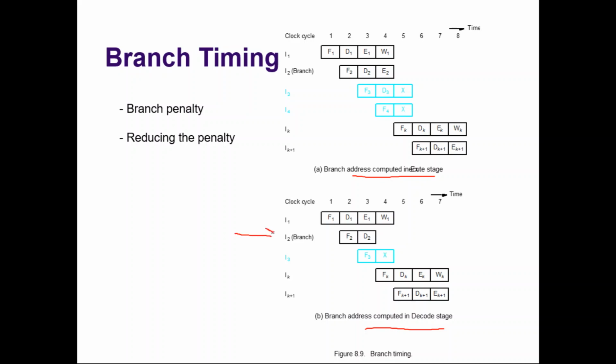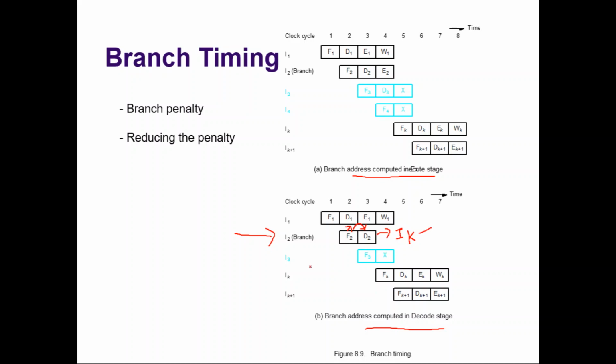Instruction 2 is a branch instruction. It is fetched during clock cycle 2. Immediately after fetching, the fetch unit knows that it is a branch instruction, and it gives it to the decode unit. The decode unit, along with fetching the other operands, will also identify the branch target address. So by the end of clock cycle 3 itself, we know that this is a branch instruction and the branch target address is identified. So now the processor knows that after instruction 2, the instruction to be executed is instruction K, not instruction 3.